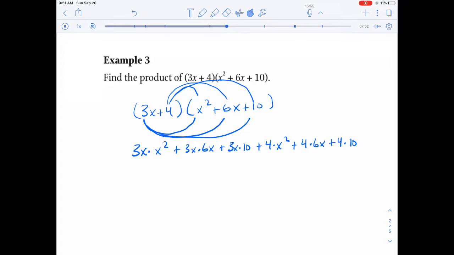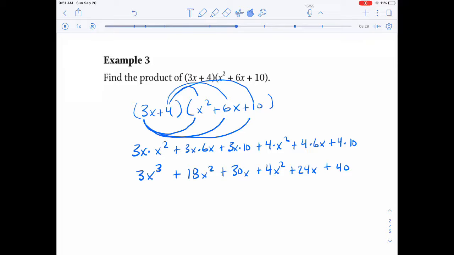Let's go ahead and simplify by multiplying out 3x multiplied by x squared, which gives us 3x cubed, plus 3x multiplied by 6x is 18x squared, plus 3x multiplied by 10, which is 30x, plus 4 multiplied by x squared is 4x squared, plus 4 multiplied by 6x is 24x, and 4 multiplied by 10 is 40.